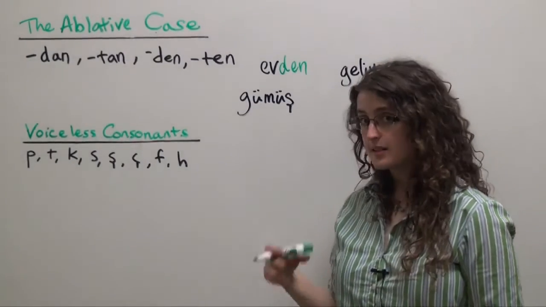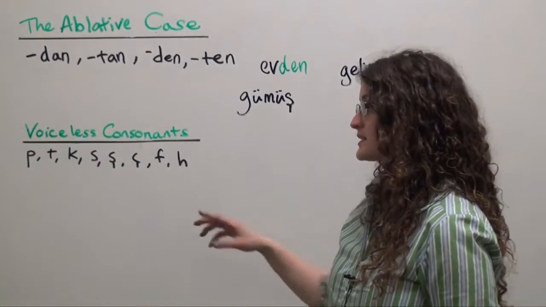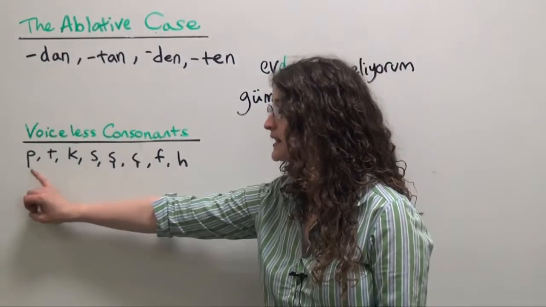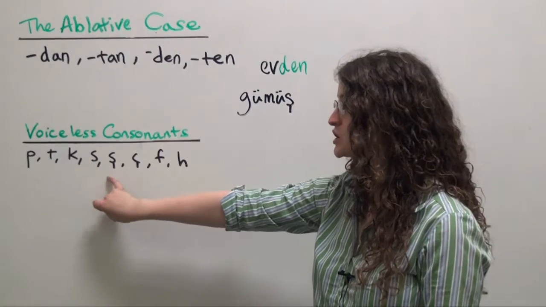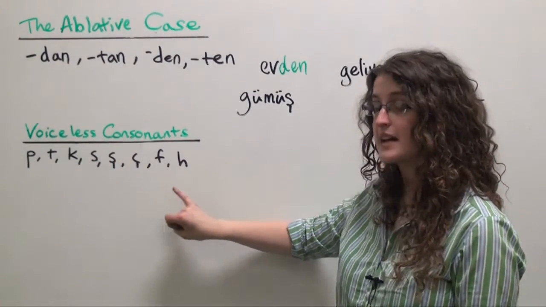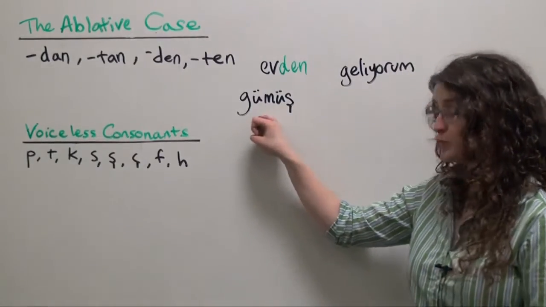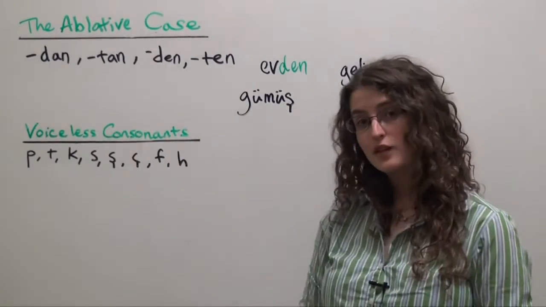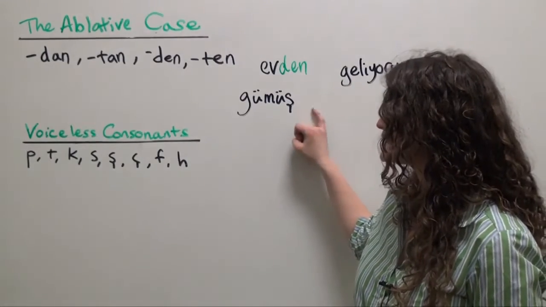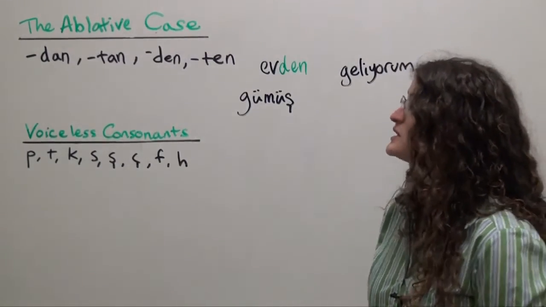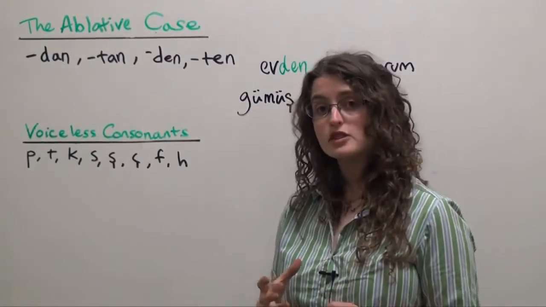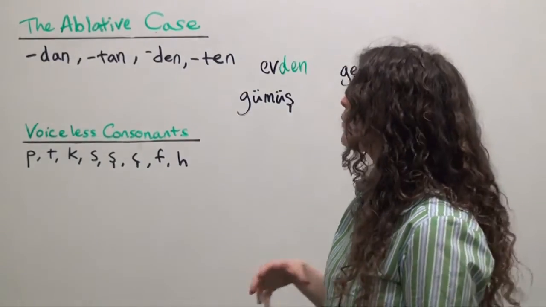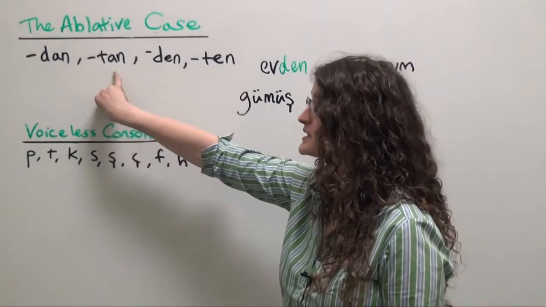Now, Turkish consonants are divided into voiced consonants and what are called voiceless consonants. Voiceless consonants in Turkish include p, t, k, s, sh, ç, f, and h. Notice that the word gümüş, silver, ends in one of these voiceless consonants, sh. What does that mean for us in terms of adding the ablative case ending to gümüş? It means that instead of choosing dan or den, we have to choose one of the two versions of the ablative case ending which begin with the voiceless consonant t.